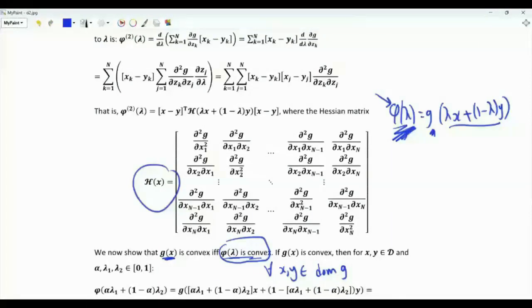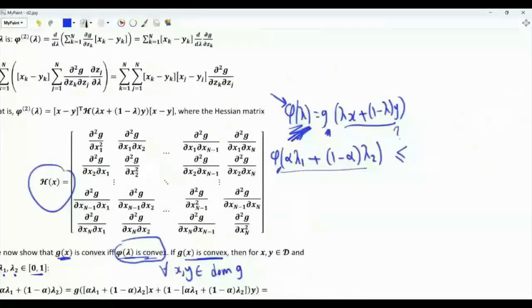Let's prove this statement. Assume that g of x is a convex function. X and y are from the domain of g of x. Alpha, lambda 1, lambda 2 are in the closed interval from 0 to 1. Let's investigate phi of alpha lambda 1 plus 1 minus alpha lambda 2. To show that phi is a convex function, using the definition of convexity, we need to show that it is less than or equal to alpha phi of lambda 1 plus 1 minus alpha phi of lambda 2. How can we show this?